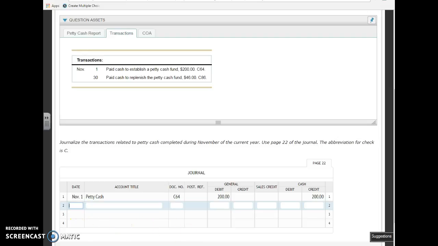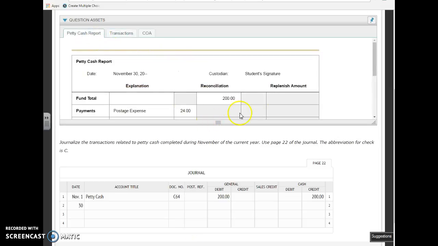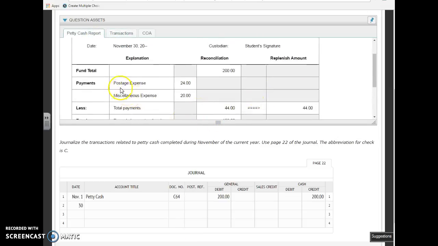So let's fill in the date, and let's look back to our petty cash report. The first expense that I see is postage expense. So I'm going to debit postage expense $24. Now the next expense that I see is miscellaneous expense. So I'm going to debit that $20.